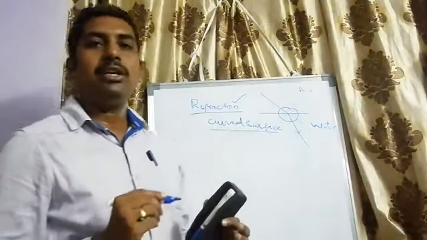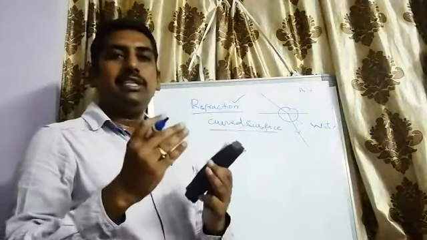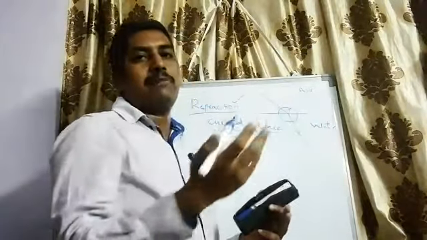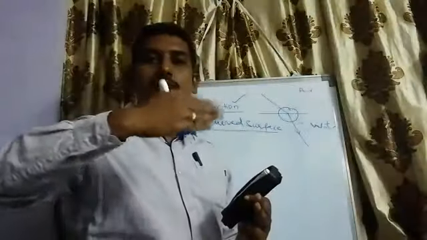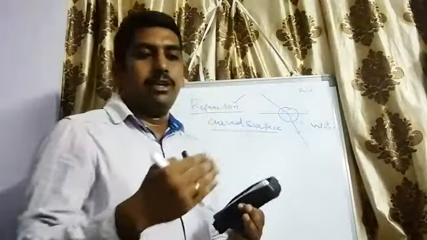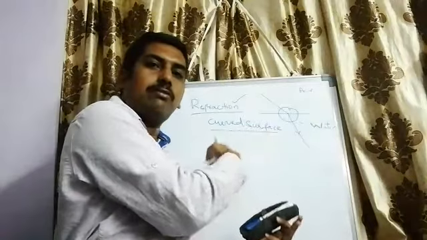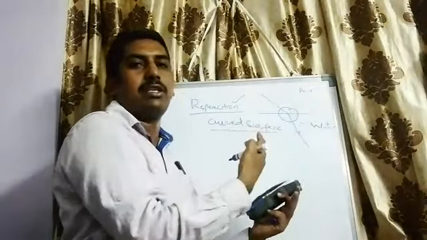So, refraction by a curved surface. We know the difference between a plane surface and a curved surface. We know that we have two types of curved surfaces, a convex surface and a concave surface. We will learn further what is convex, what is concave, and how to differentiate them.